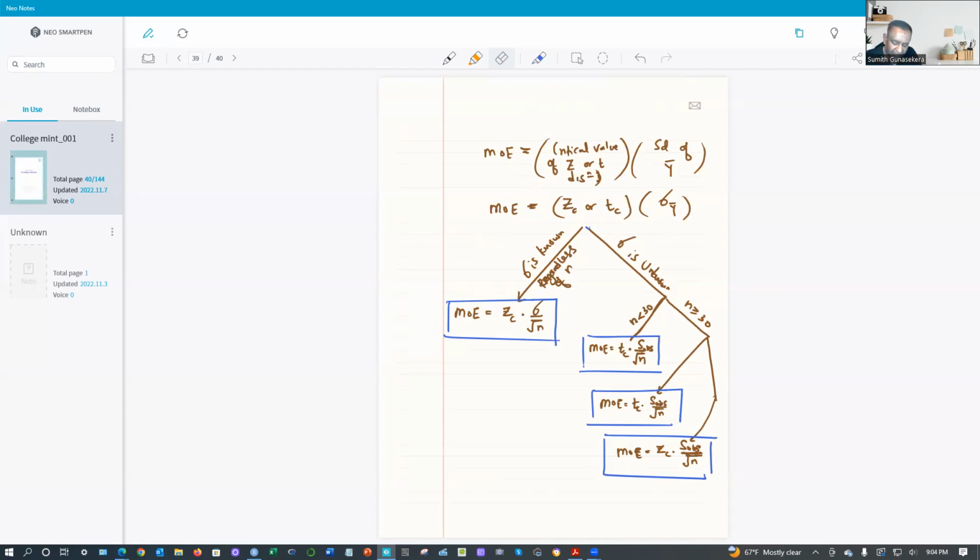Okay, I have to write this in one more step. Z critical or T critical depends on whether sigma is known or unknown, which we already wrote, so you don't have to worry about that.